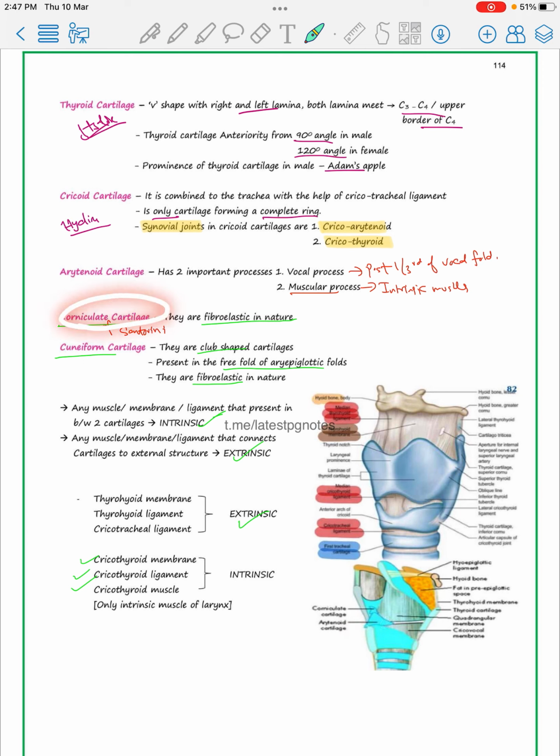Then the corniculate cartilage of Santorini, this is fibroelastic in nature. Corniculate you can see here. Then the cuneiform can be seen on the aryepiglottic fold. Okay, that's another aryepiglottic fold.